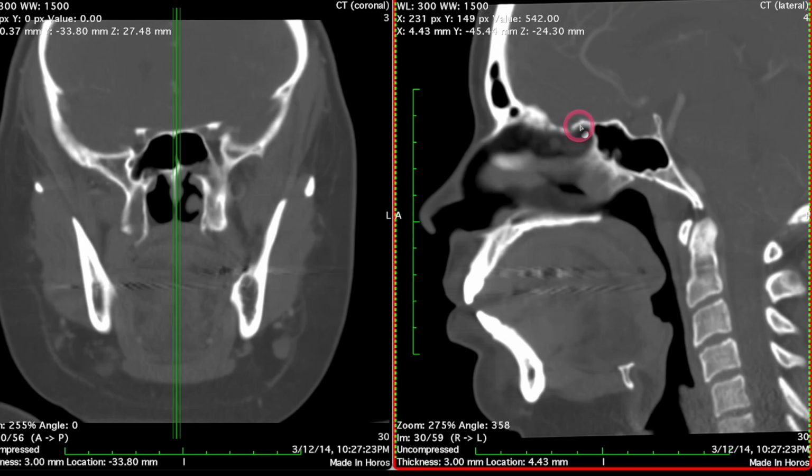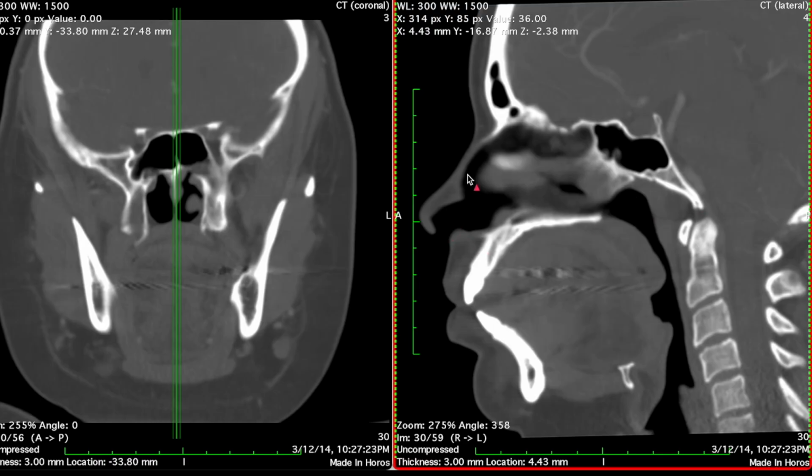Immediately posterior to the ethmoid bone, you start to see the sphenoid bone. And within the sphenoid bone is this large air pocket. This is the sphenoid sinus, which is the deepest sinus that we can make out. Just below the sphenoid bone, we can see that the bony septum ends. And what this tells us is that we are now exiting the nasal cavity.